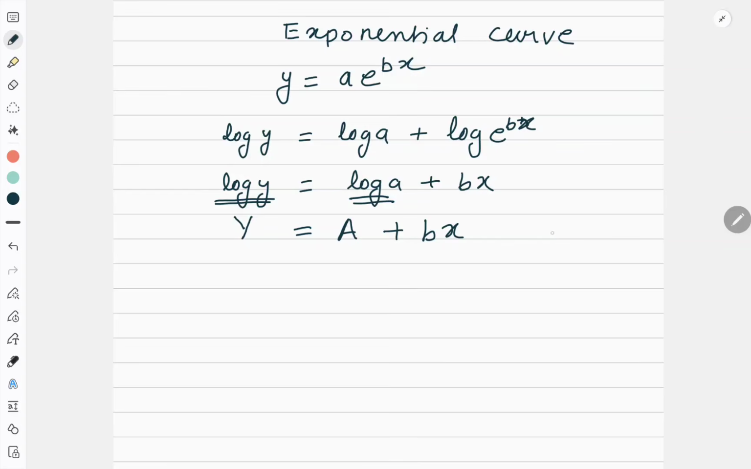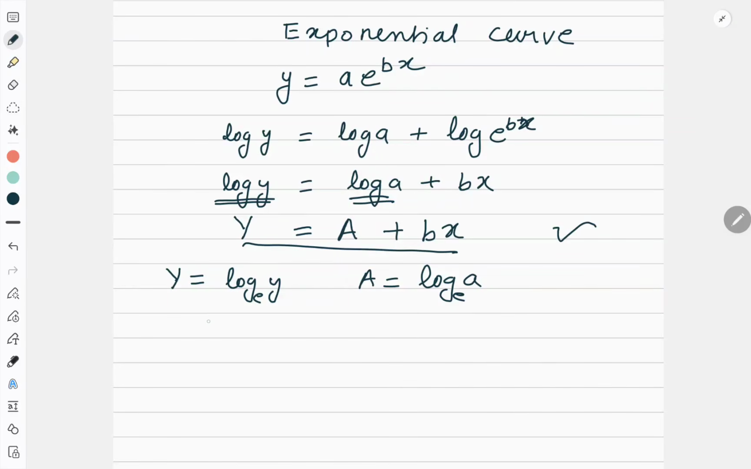So if you observe, I have got a straight line where capital Y is equal to log y and capital A is equal to log A. Remember, we are talking about base e. So in your calculator, you should pick up ln or base e. Now the next step is, it is a straight line.